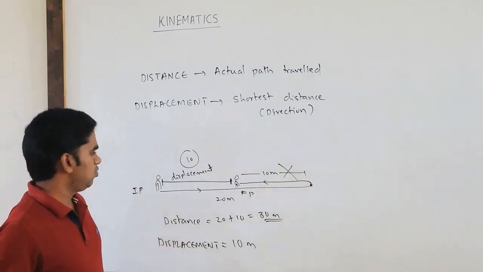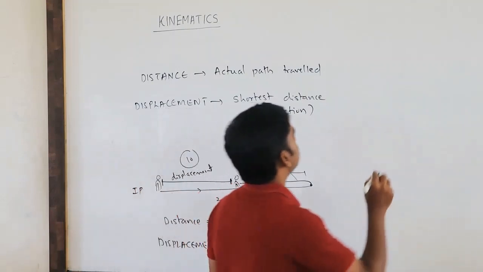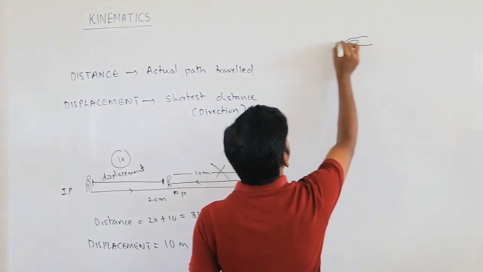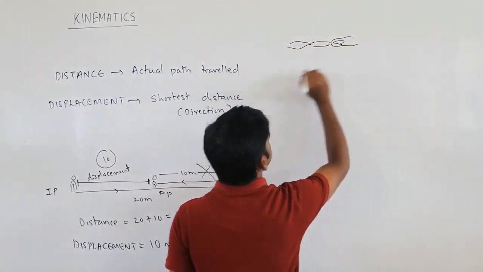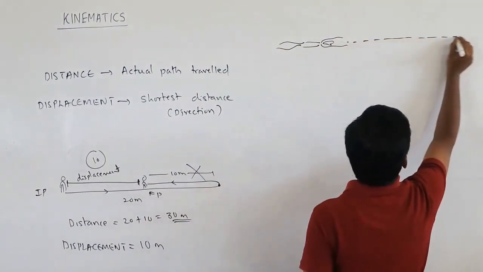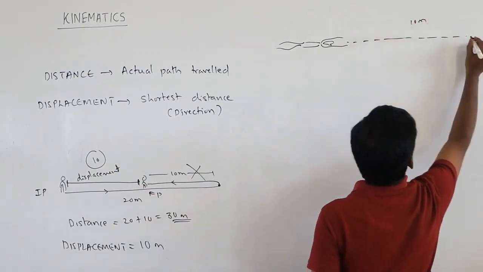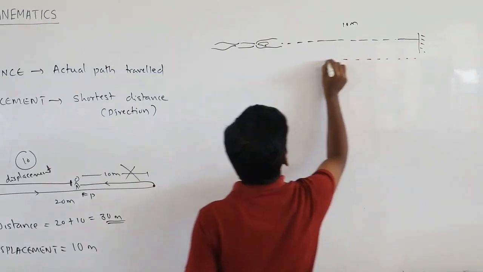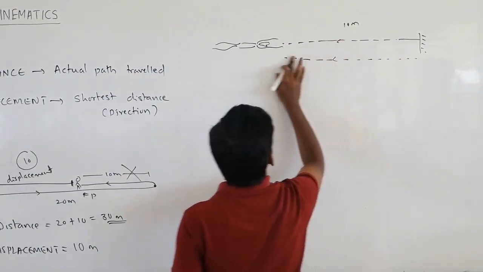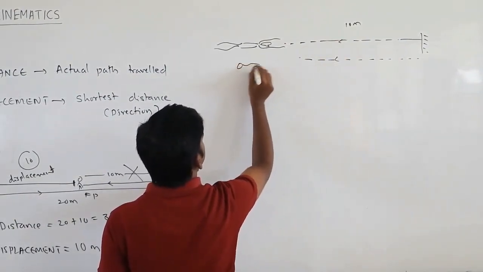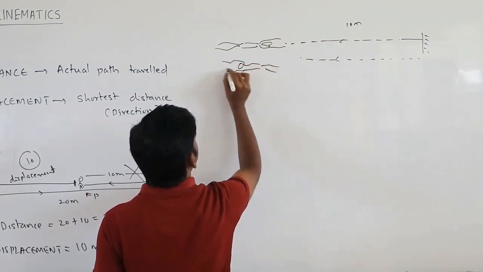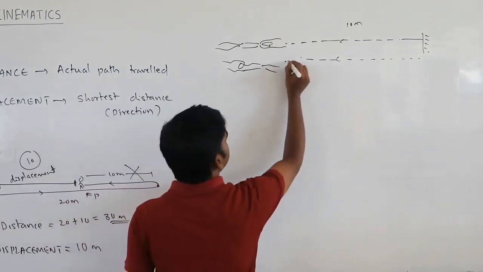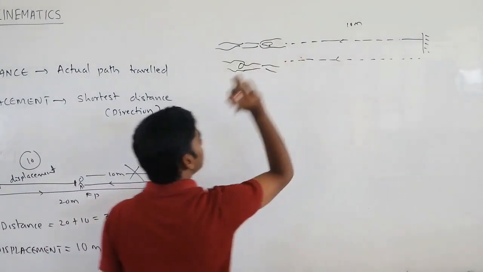If you want, I will take one more example. Suppose there is a swimmer. He is swimming, and he swims for say 10 meters and reaches the target. Again he comes back to the same point. So he started from here, and again he comes back to the same point.